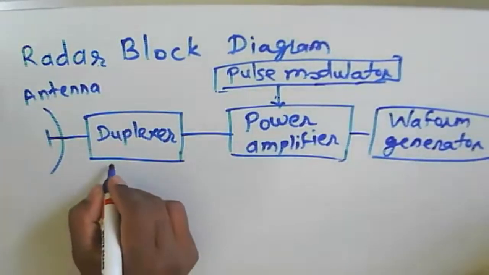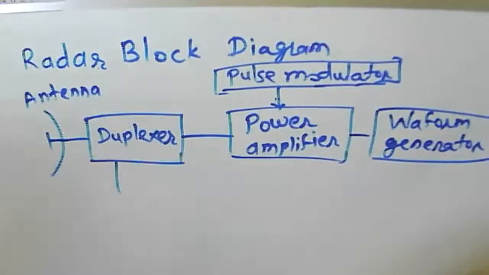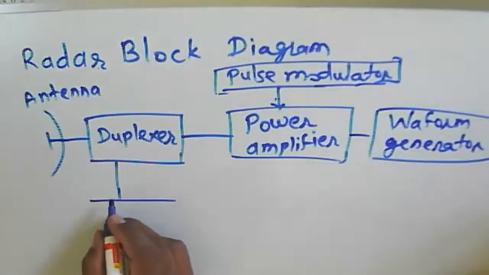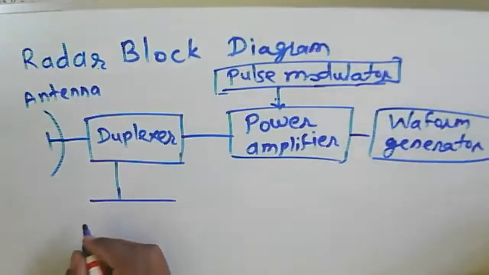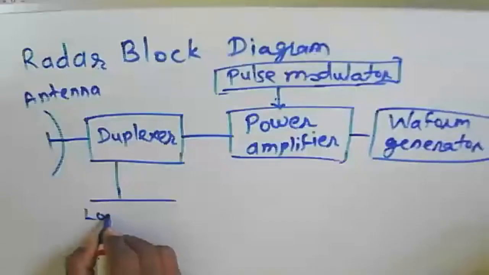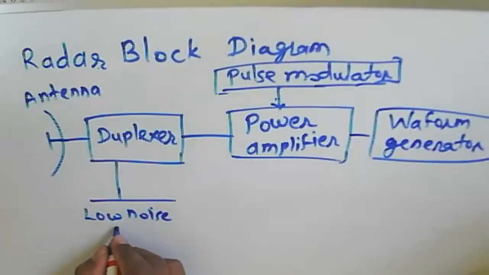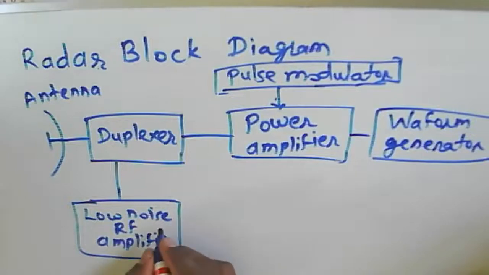Then an antenna, used for both transmitting as well as receiving. Then we are able to receive the pulse signal here. So that's why the RF pulses we are receiving are the echo signal. So we are supposed to consider a low noise RF amplifier. Okay. Then we have a mixer.